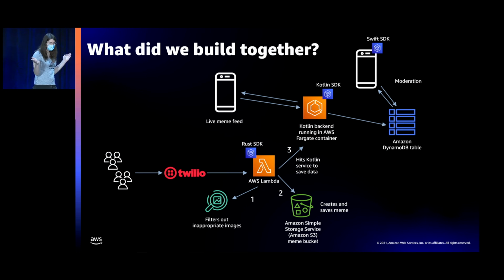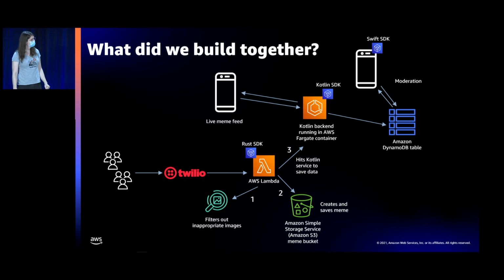So earlier we teased that we built something together. This is an architecture diagram of what we built. Everyone's going to start sending texts, and we're going to use Twilio to receive all those, and those are going to get sent to a Rust-based Lambda. That Lambda is going to read your text and the images that you send along with it, make a little meme, put it in S3, and then do a couple of other little things. Then notify our Kotlin backend that there's a new image.